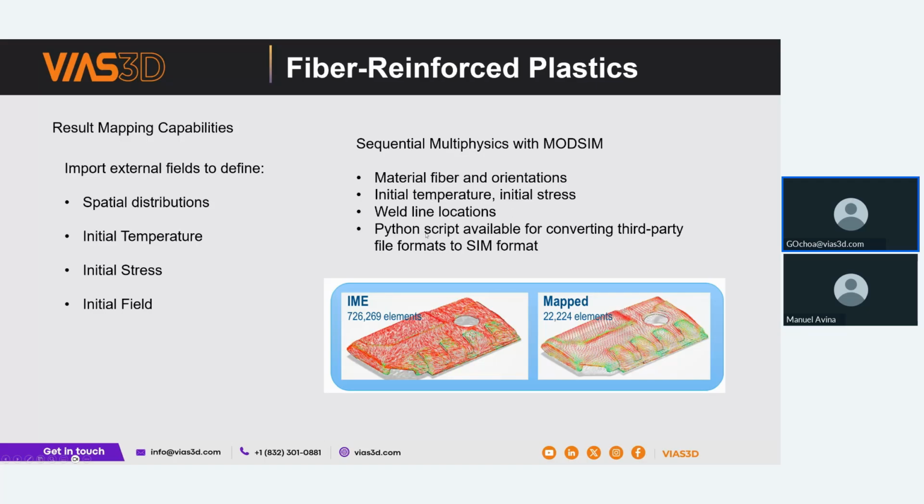And as I was saying, there is a Python script available for free if we need to take fiber orientation data from third-party solvers such as Moldflow. From Moldflow, we can get an XML file, and the script is going to translate the XML file to a SIM format. That's the format that Abaqus needs to read to map the fibers and other variables such as temperature and stress.